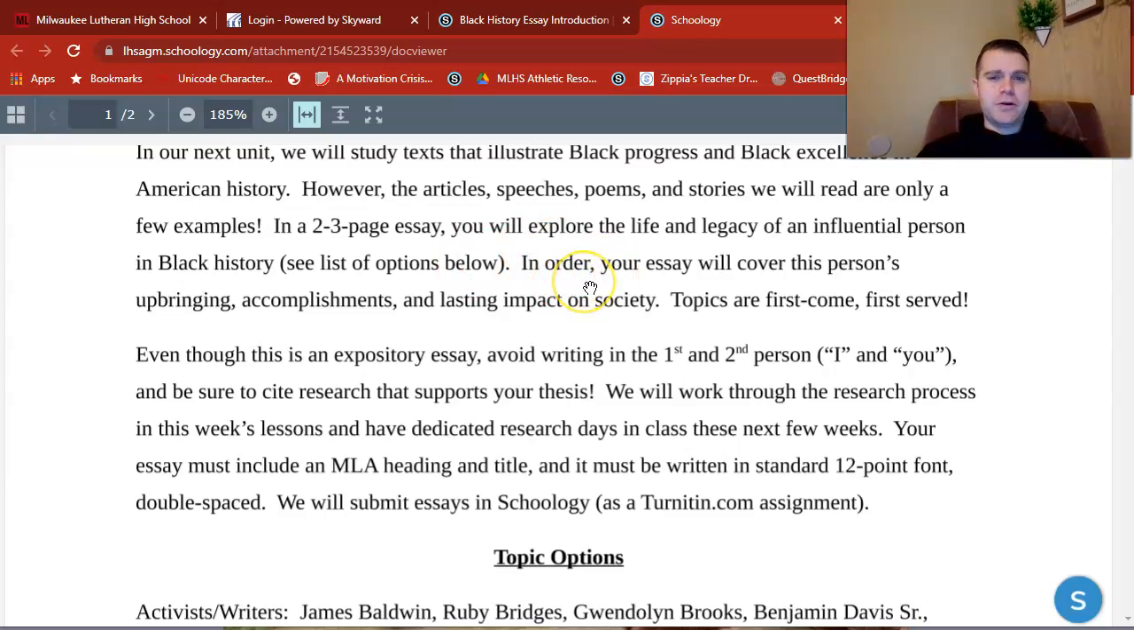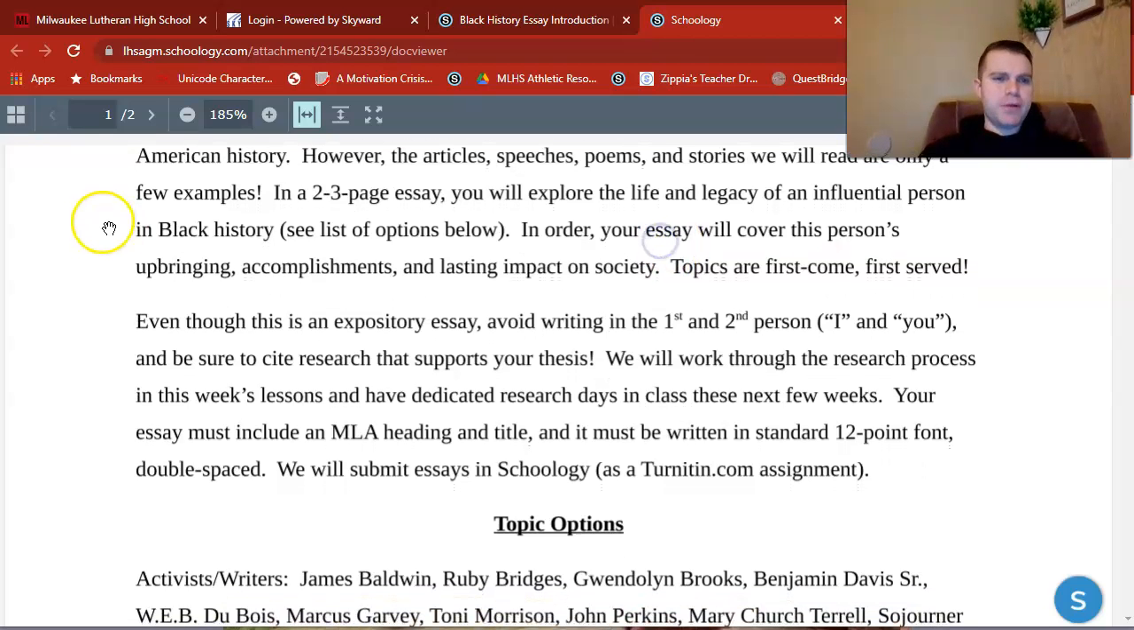What your essay is going to cover in order, so to give us some structure for this essay, you'll cover the person's upbringing, so early life, education, any sort of circumstances that your person dealt with in the past. Accomplishments could be career, could be achievements, discoveries, those kinds of things. And lasting impact on society. So how did this person leave a legacy for future generations to follow?